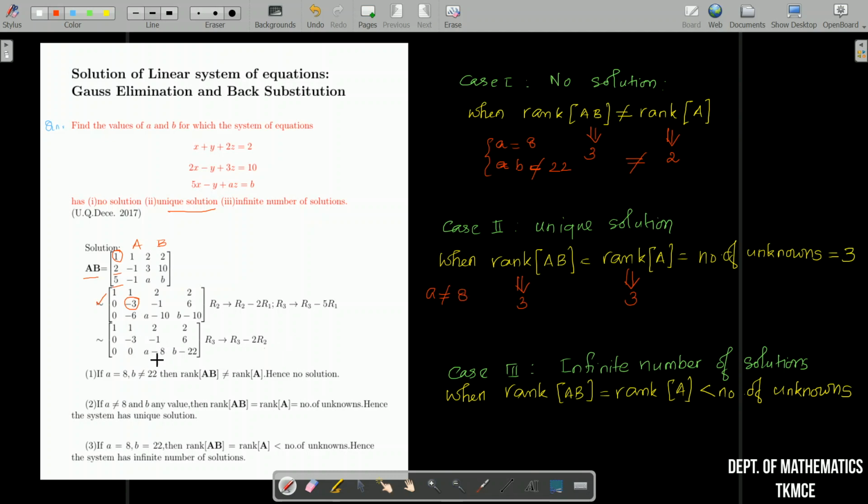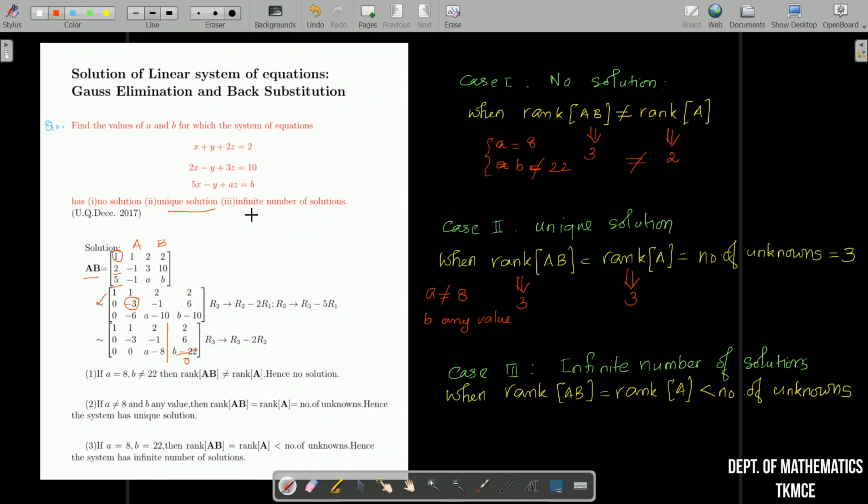When A is not equal to 8, this is a particular non-zero value, and we are not worried about the value of this last value. Even if it becomes 0, we do not have any problem because we have A minus 8 as a non-zero value, and as long as A minus 8 is a non-zero value, we have the rank of AB equal to 3 because we have 3 non-zero rows. And when you remove this last column, by keeping A minus 8 as a non-zero value, still the rank of A is also equal to 3. So, rank of AB equal to rank of A equal to number of unknowns, and that leads to a unique solution. And so, we write here B can assume any value. B can assume 22 also. So no problem regarding the value of B, it can assume any value. Therefore, to have a unique solution, we should have A not equal to 8.